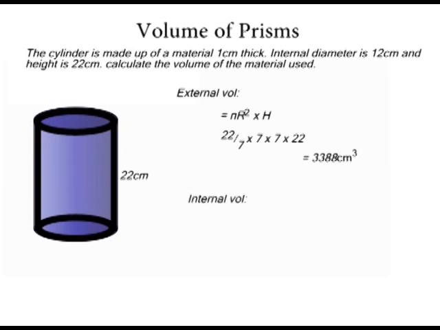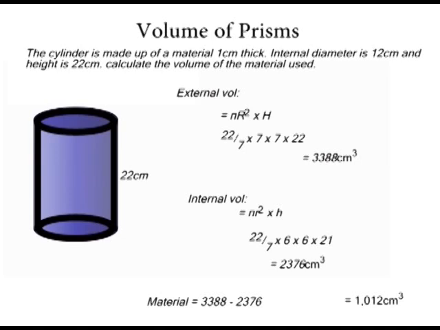Internal volume. When calculating the internal volume, you must bear in mind that the thickness of the material includes the base as well. And so the internal height is 22 centimeters minus 1, which gives us 21 centimeters. Volume will be equal to 22 over 7 times 6 times 6 times 21, and that gives us 2,376. Volume of the material is equal to 3,388 minus 2,376, and that gives us 1,012 centimeters cubed.